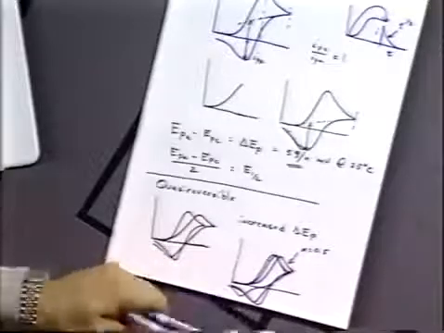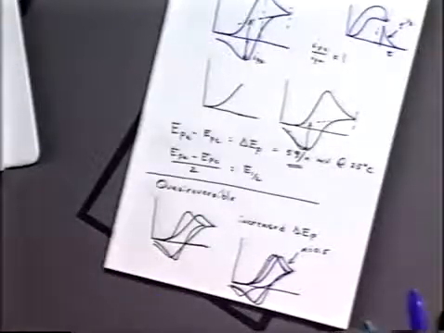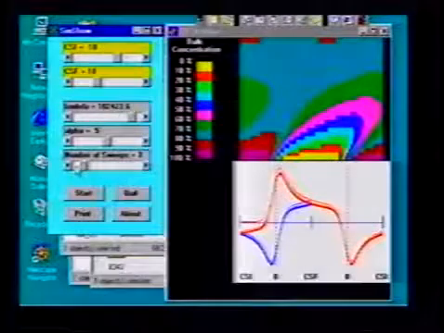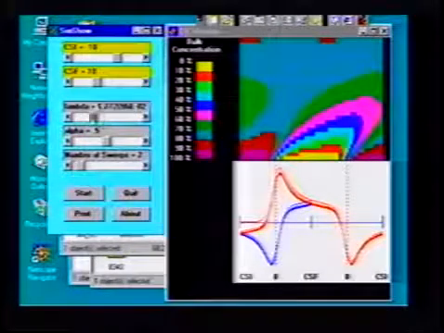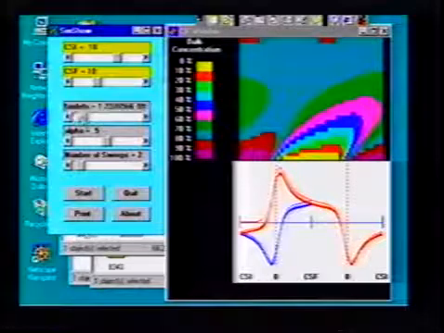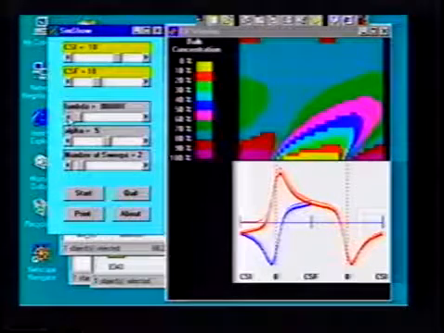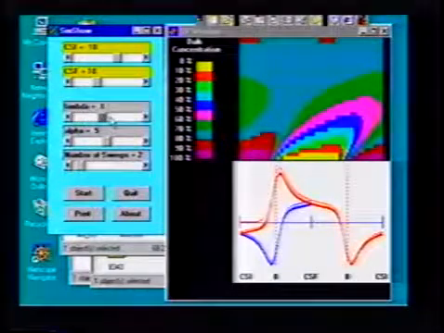Let's take a look at that on our cyclic voltammetry simulation, and we'll see how that works out. Let's go back to the computer screen for a second. Let's make K0 slow by making lambda small.